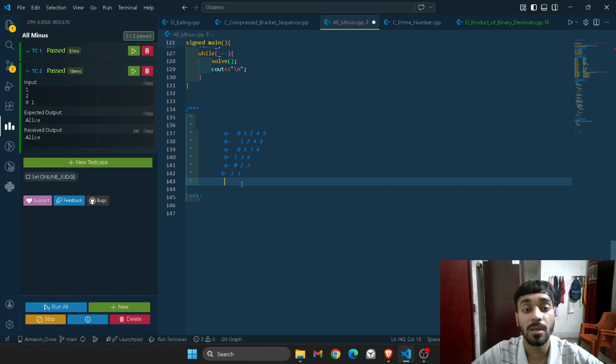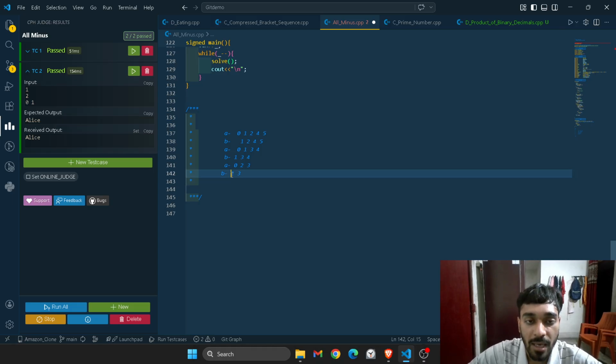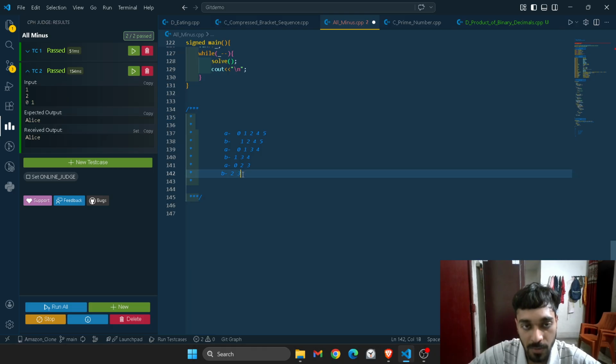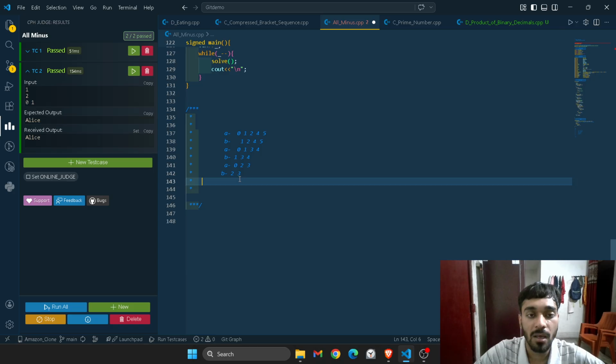Now it is on Bob to decide what he can choose, because here the minimum integer is 2. So Bob has two choices. Either he can choose a 1 or he can choose a 2. If he chooses 1, the integers will become 1 and 2, and if he chooses 2, the integers will become 0 and 1. So let's assume Bob chooses x equal to 2. Then for Alice, these integers will be remaining.